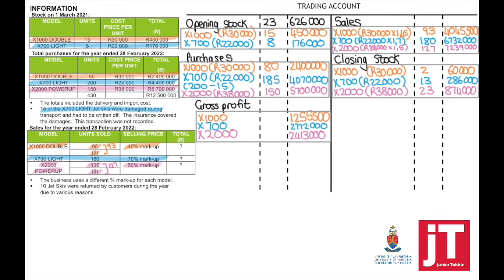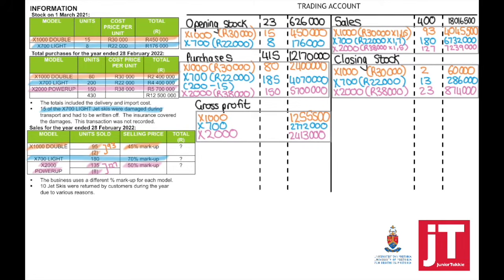To work now out what is my total opening stock, we are going to add those two together, the number of units plus the total amount. My purchases, 80 plus 185 plus 150 equals the number of units. The same with the amount, we're going to add all of that together to get the total purchases.